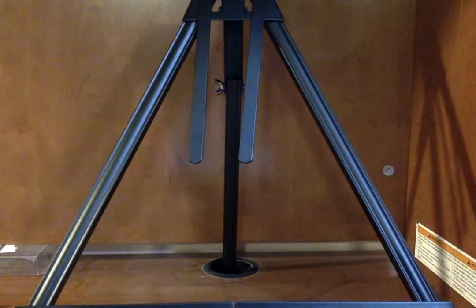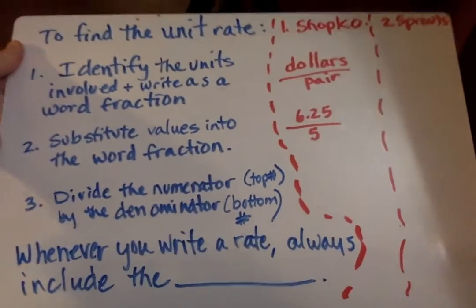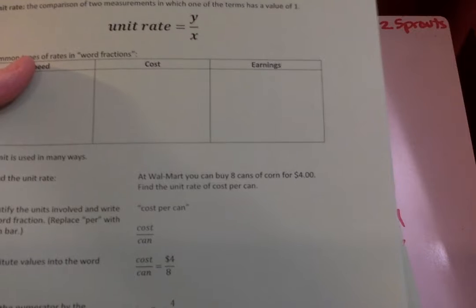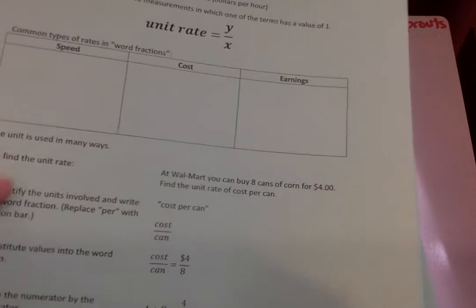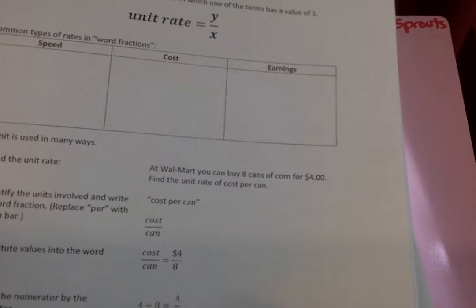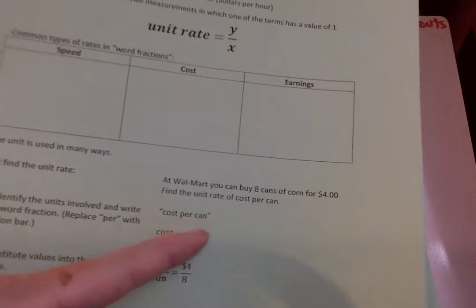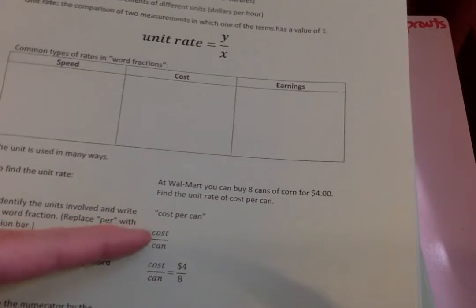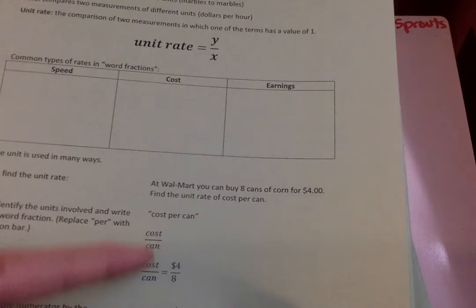Now in your packet on page 70, it gives you specific instructions on how to find the unit rate. It says at Walmart, and you don't need to write all this down because it's here: at Walmart, you can buy 8 cans of corn for $4. Find the unit rate of cost per can. So you identify the units involved and write a word fraction, cost per can. Then you replace the per with a fraction bar, cost per can, like that.